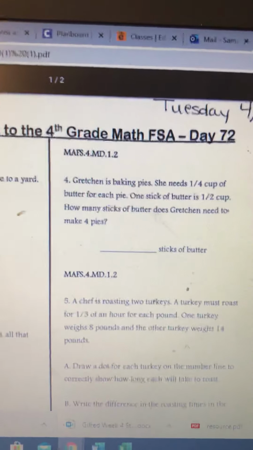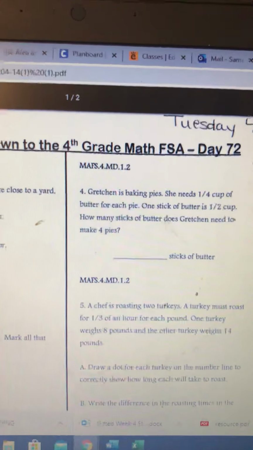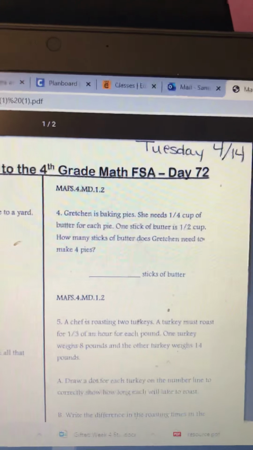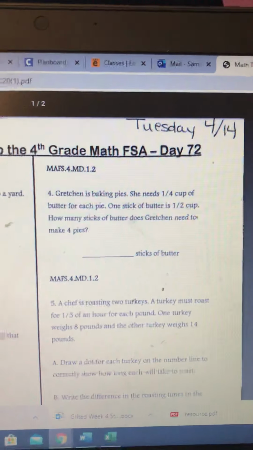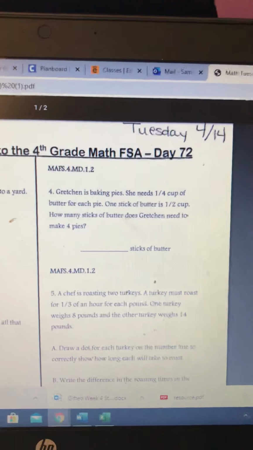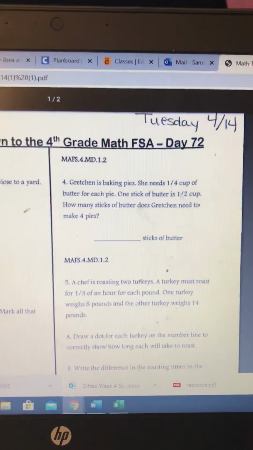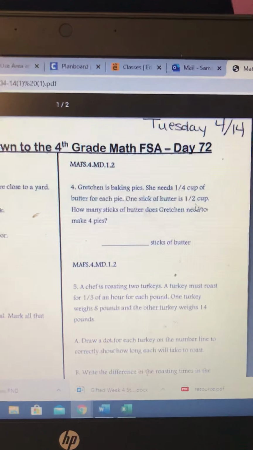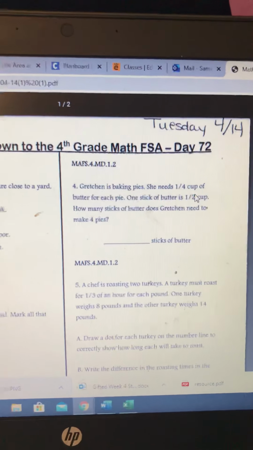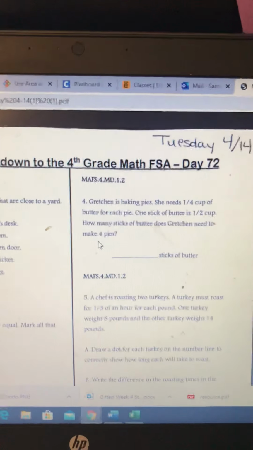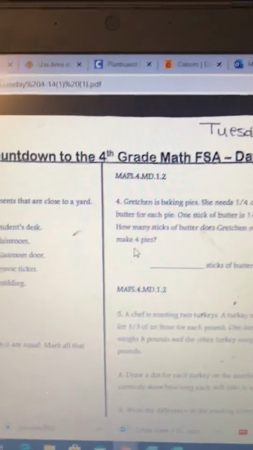So what you need to figure out is how many 1/4 cups are in a 1/2 cup. So you have 2 1/4 will equal 1/2. So in 1 stick of butter, you have 2 1/4, which means 1 stick of butter can make 2 pies. So how many sticks of butter will she need to make 4 pies?